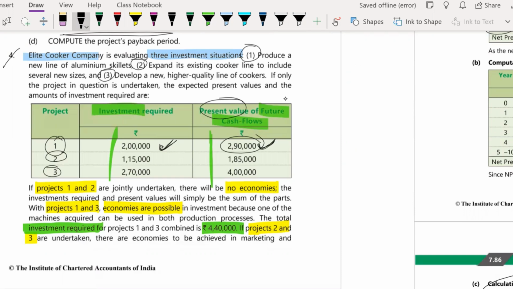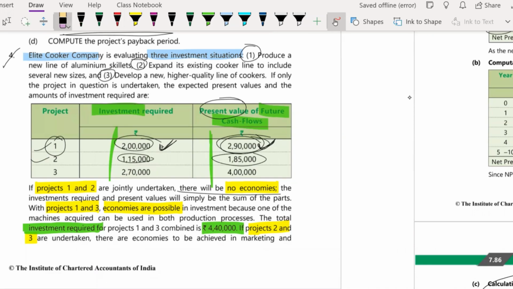Then they are telling you that if project 1 and 2 are jointly undertaken, there will be no economies. That means there will be no benefit. The investments required and the present values will simply be the sum of the parts. So here what they are telling is the investment value and the present value will be the same only. There will be no difference.